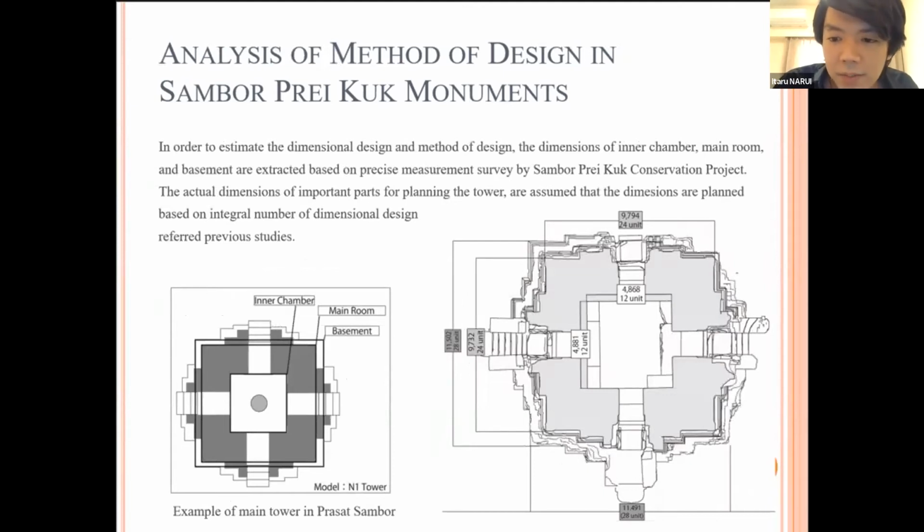In order to estimate the dimensional design and method of design, the dimensions of the inner chamber, the main room and the basement were extracted based on a precise measurement survey by the Sambor Prei Kuk Conservation Project. The actual dimensions of important parts for planning the tower assume that the dimensions are planned based on integral numbers of dimensional design, referred to previous studies.